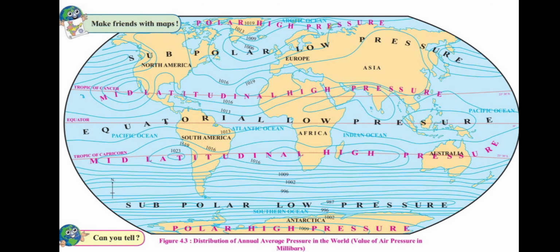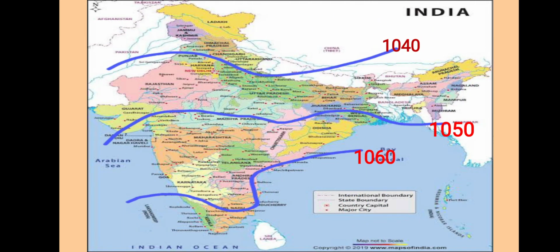Now what does that line show? Whatever places are situated on this line have the particular air pressure. Understood? Now take from the downside, 996. On one line, 996 millibar air pressure is there. Means whatever places come on this line, to its left, to its right, all places have 996 air pressure. Understood? Let's see this easy example of India.